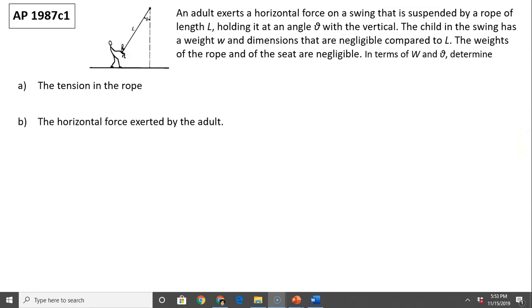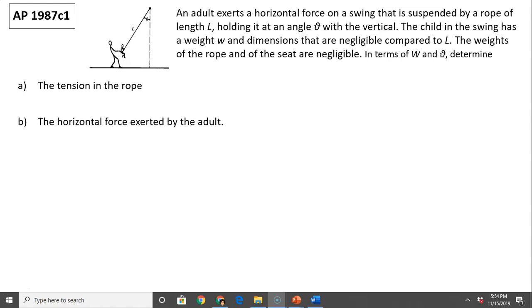This is AP Physics Mechanics C. Here is an example about how to apply Newton's laws to solve problems. This question is from the 1987 AP Mechanics C exam.